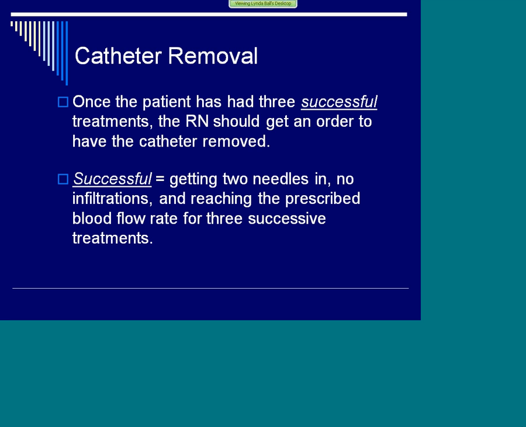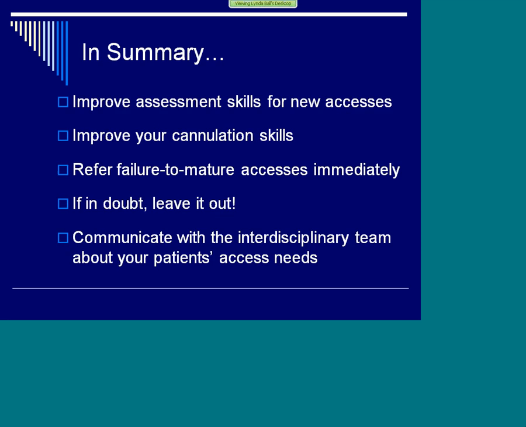So, because our goal is we want to get that access started, we want to get that catheter out of there. So once the patient's had 3 successful treatments, then the nurse needs to get an order to have that catheter removed. And what does successful mean? 2 needles, no infiltrates, and achieving the prescribed blood flow rate. The 3 treatments in a row. If you can do that for a week, then chances are that access is now sustainable over time, and that's why we think that it's okay then that we can get the catheter removed.